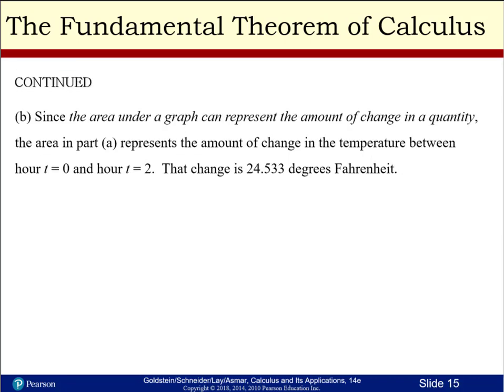24.533. Since the area under the graph can represent the amount of change in a quantity, the area in part A represents the amount of change in the temperature between hour T equals 0 and hour T equals 2. That is, the change is 24.53 degrees Fahrenheit.